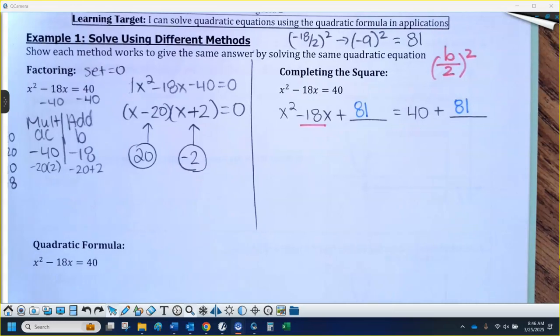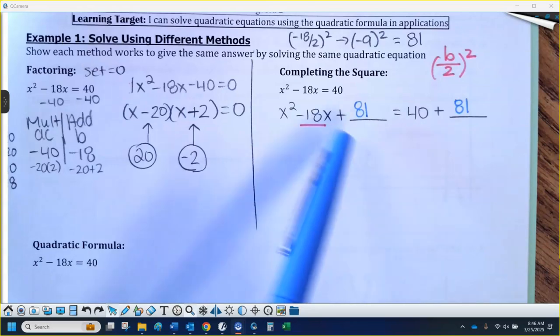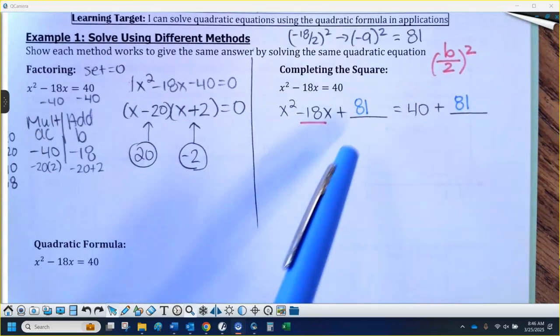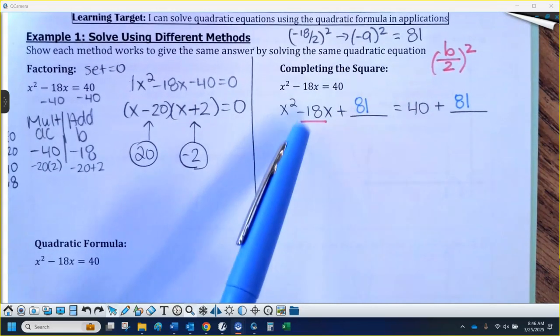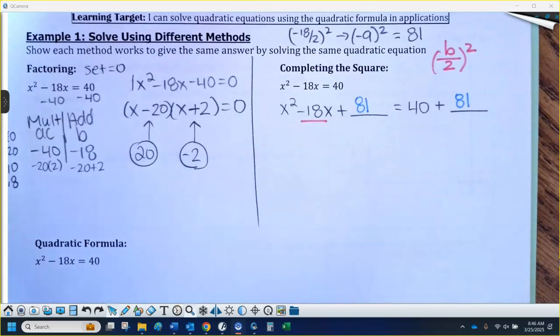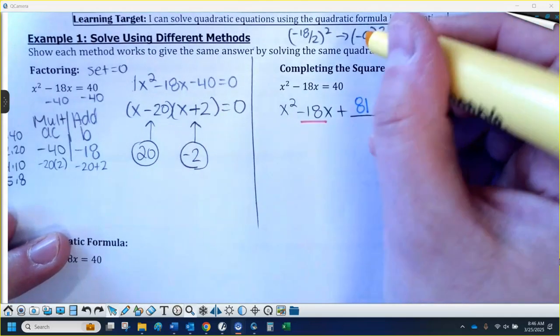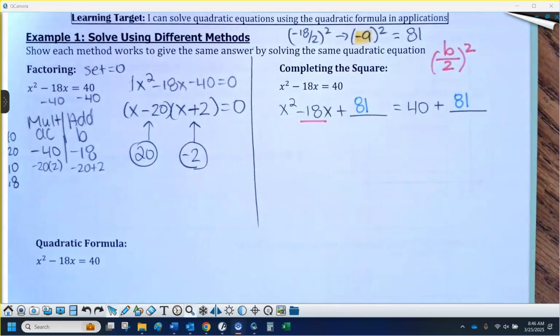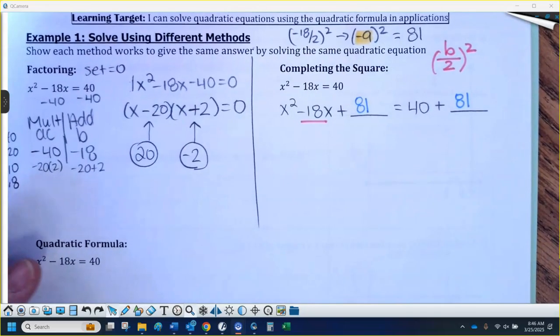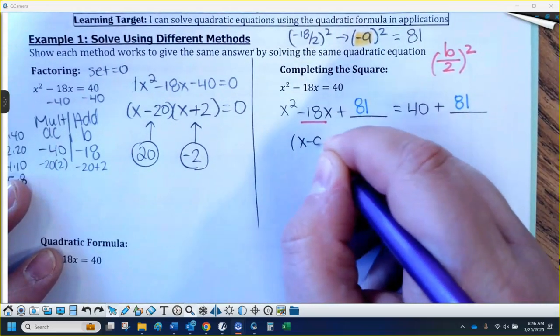Now, on the left, this is a situation where the two factors would be exactly the same. Multiply to get 81, add to get negative 18 if you're having trouble. As long as you did this correctly, whatever's in the factor with the x should match what you squared. So if I do negative 9 times negative 9, that's 81. Negative 9 plus negative 9, that is negative 18. So the factored form here would be x minus 9.